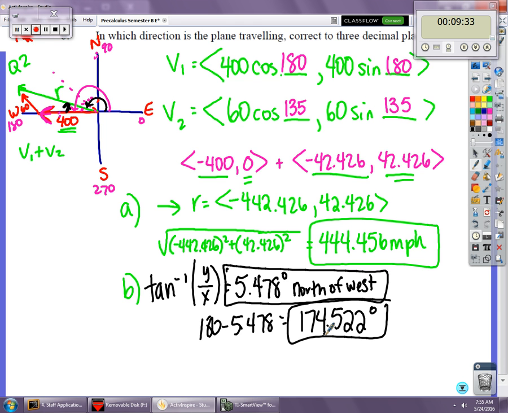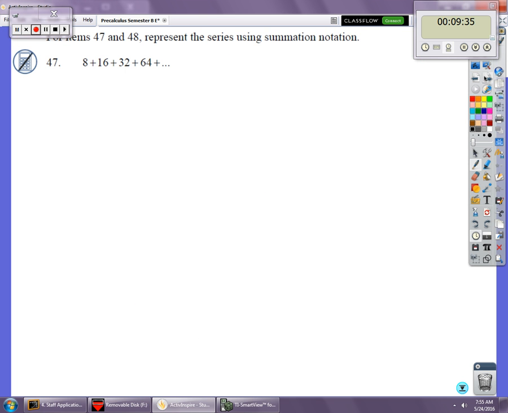Okay. All right, we'll try maybe a couple more here. For 47 and 48, we're going to write the series using a summation notation. All right, awesome. Okay, this is our summation notation. This should be pretty familiar. This is the last unit that we did.